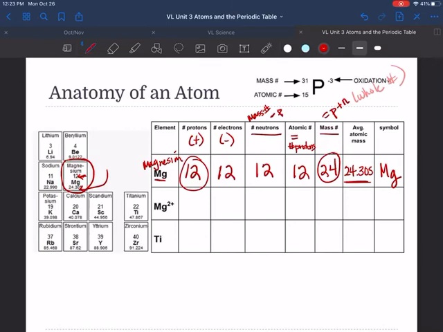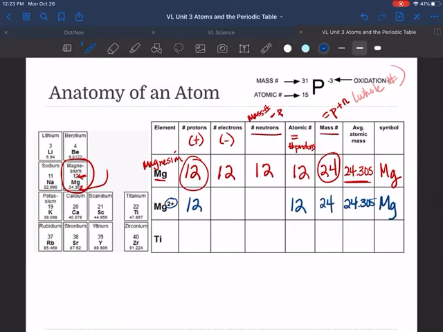Now, don't get excited. It doesn't always work out this nicely. Let's look at the second example, okay? We've got magnesium, but now we've got a 2+ charge. What the heck does that mean? Well, let's go through this. Protons, magnesium still has 12 protons. It still has an atomic number of 12. Its symbol is still Mg. Its average atomic mass is still 24.305. But mass number is still 24.